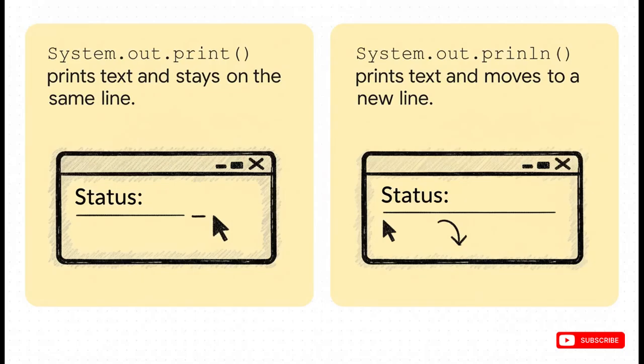And there are basically two main flavors of this, as you can see here. First, there's System.out.print. It prints your text, and the cursor just stays right there at the end, waiting. But then you have System.out.println. See that ln at the end? It stands for line, and it's a game changer. It prints your text, and then, bam, it moves the cursor down to a brand new line. It seems like a tiny difference, but for making your output readable and nicely formatted, it is absolutely crucial.